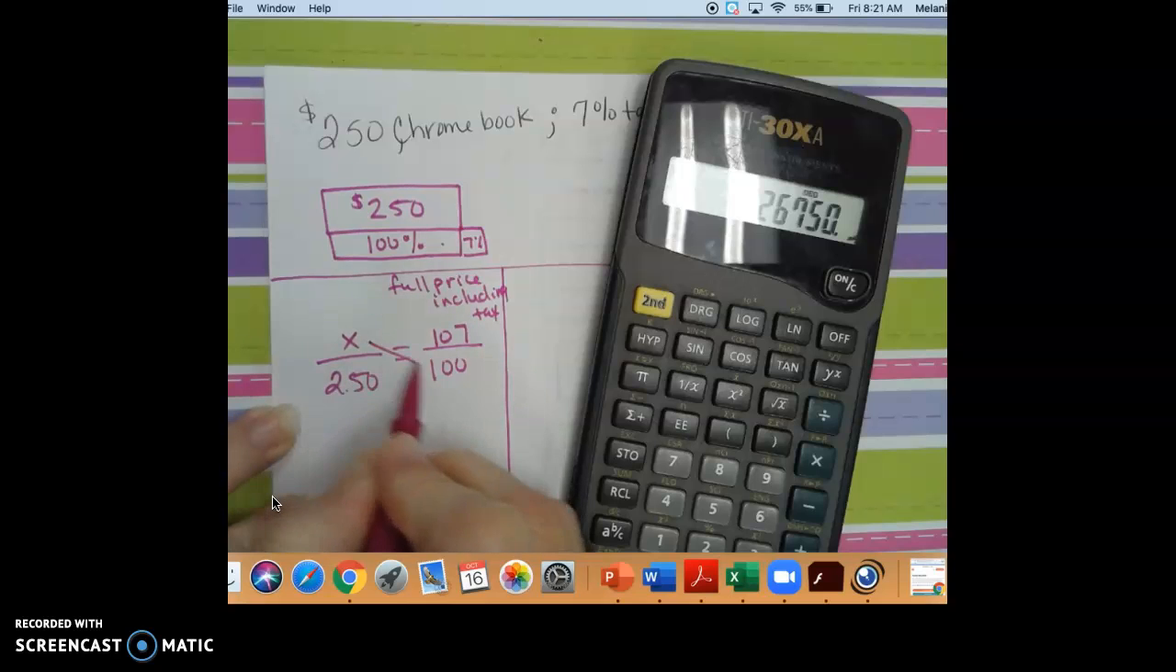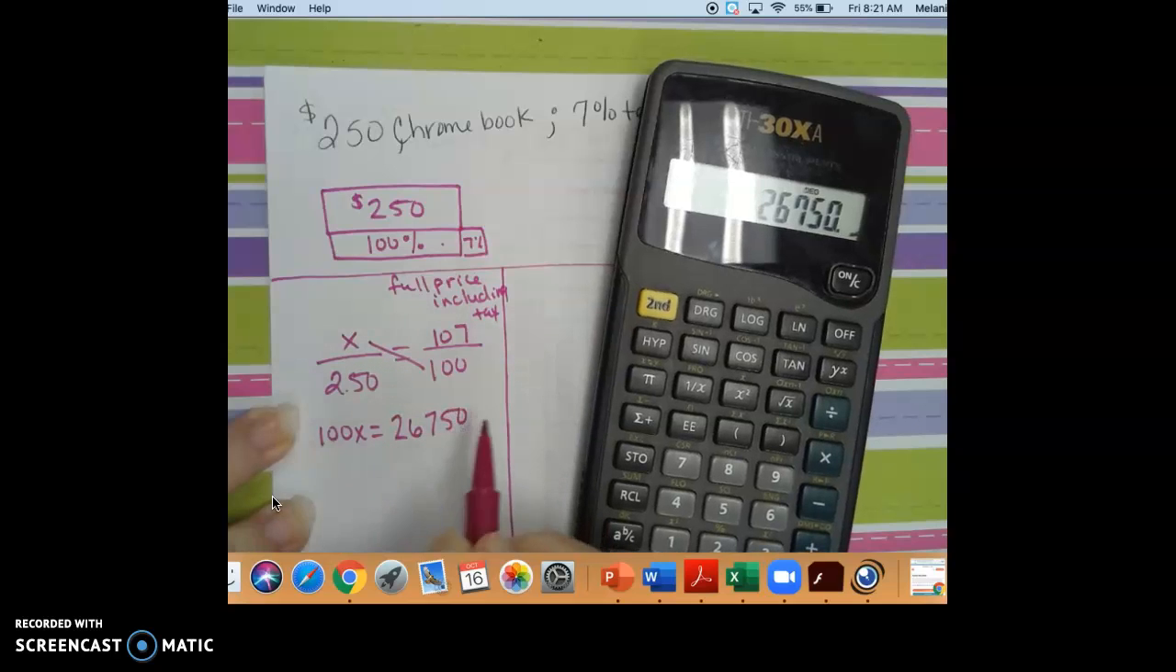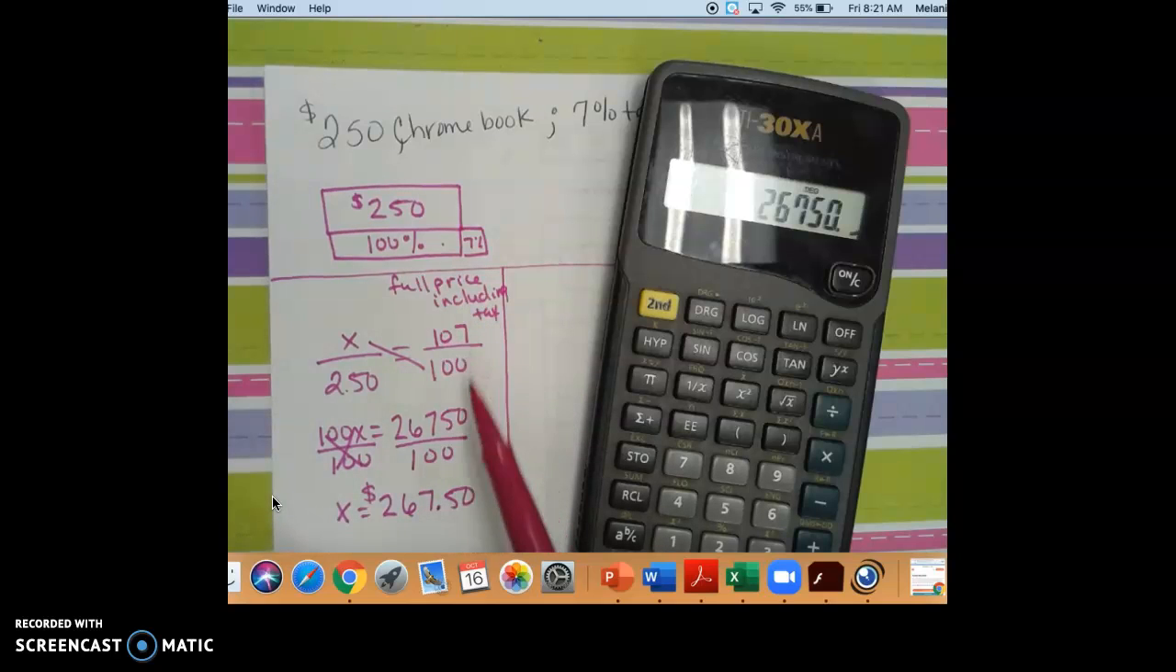Well, I really want to do that 100x first. Sorry about that. I'm getting all ahead of myself this morning. 26750. Now I'm going to divide both sides by 100. And X equals $267.50. So my price including tax would be $267.50. So when I go to check out, that's how much I am going to owe.